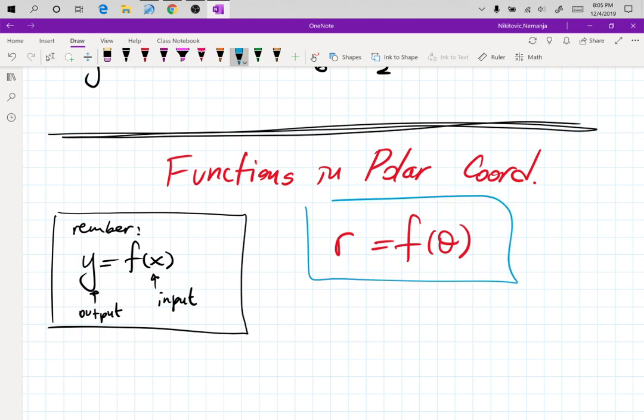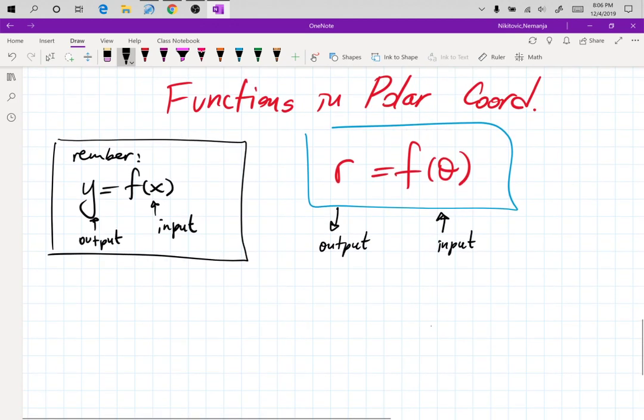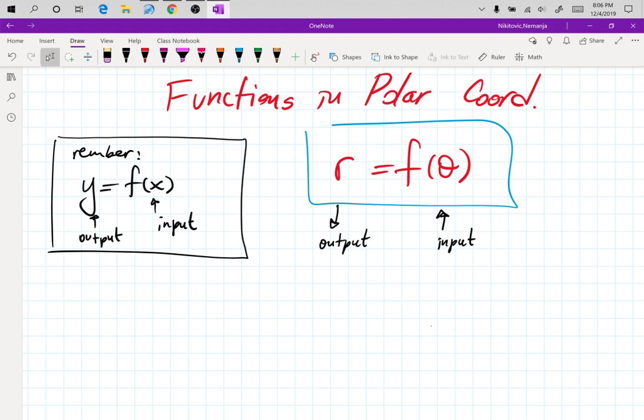And now what you have here is your input. So this is instead of your x. And r is your output. So to give you an example of this, I can say r equals 3 theta. r equals 3 theta.